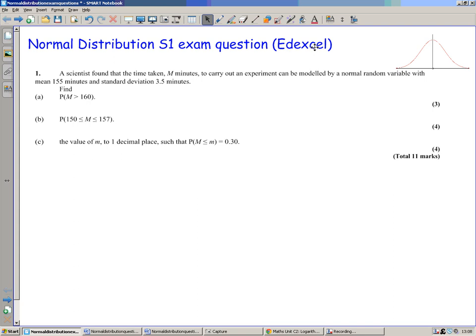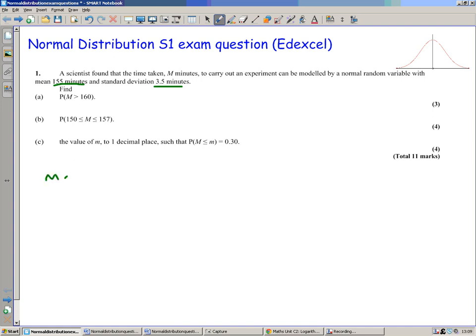On our first normal distribution question from S1 at Excel, we've got a scenario of a normal distribution which has a mean of 155 and a standard deviation of 3.5 minutes. The way we write that is always worth writing.